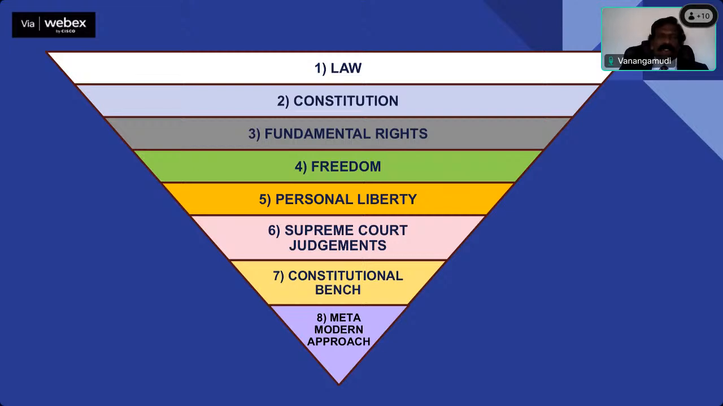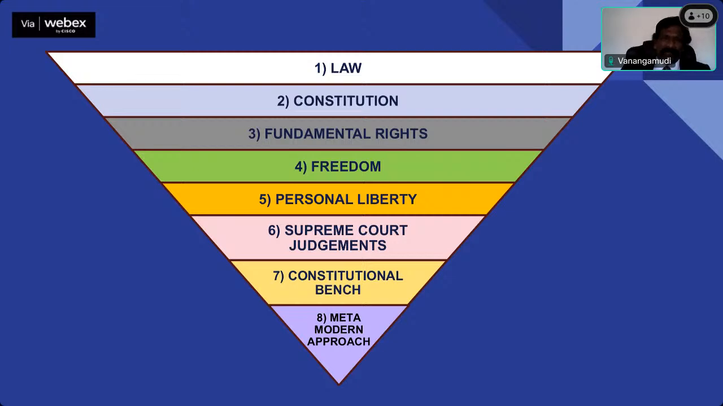I'm not here to make any observation on this one. When we talk about personal liberty, it comes under citizenship. Then next to justice, social, economic, political, the very important aspect is liberty. Dear students, make it a point.